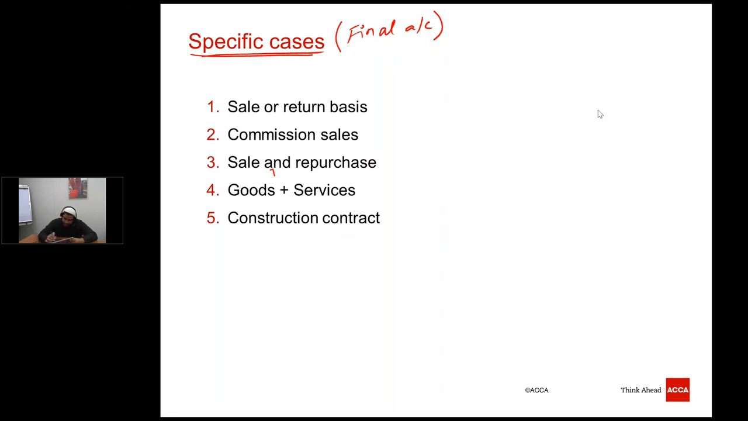Yes, Harsh, you are right. Whatever promise we have fulfilled, we will recognize the revenue. Yes, Shiza, prorate will be done when we have any discounts.